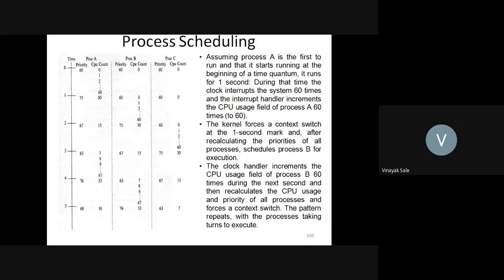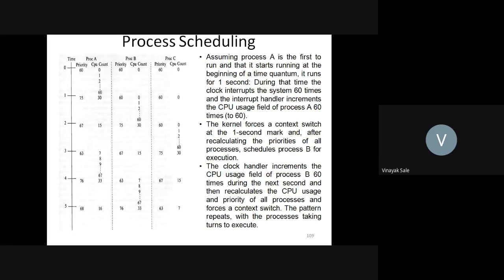The clock handler increments the CPU usage of process B 60 times during the next second, and then recalculates the CPU usage and all priorities, and forces a context switch. The pattern repeats with the processes taking turns to execute.